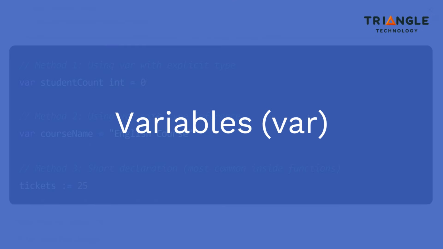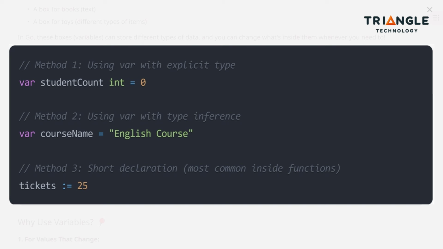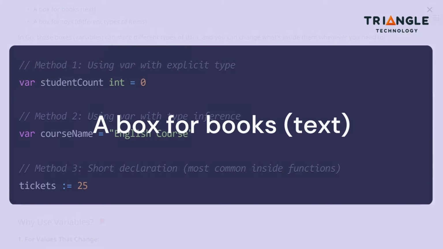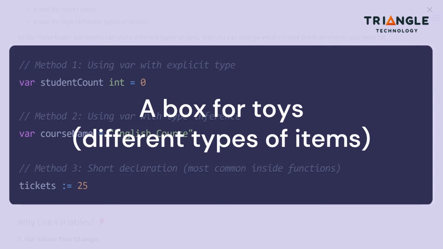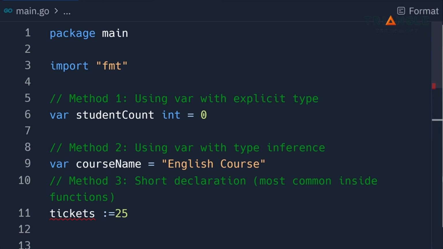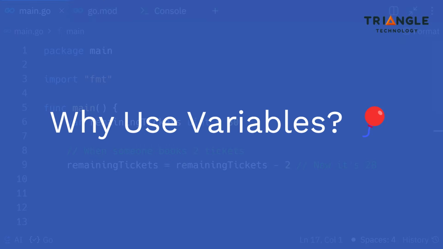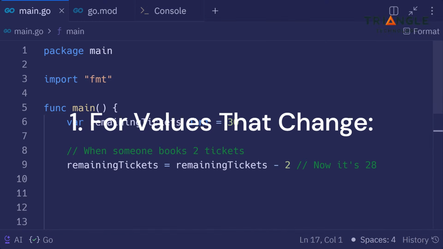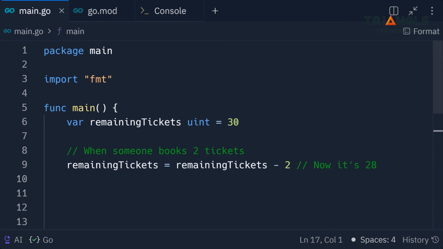Variables, var. Think of a variable like a labeled box where you can store stuff, just like how you might have different boxes for different things in your house. A box for shoes, numbers, a box for books, text, a box for toys, different types of items. In Go, these boxes, variables, can store different types of data, and you can change what's inside them whenever you need to. Why use variables? 1. For values that change. You know how in our ticket booking system, the number of available tickets keeps changing? That's exactly why we need variables. Let me show you.